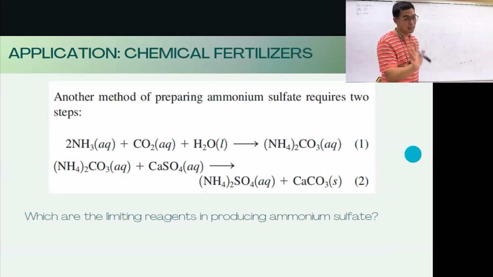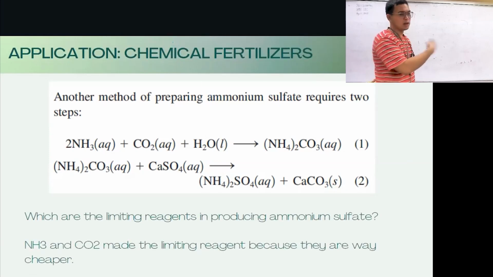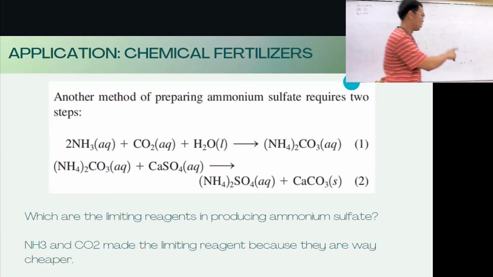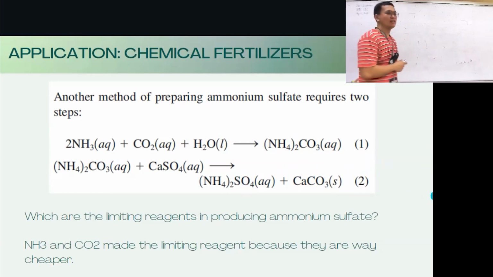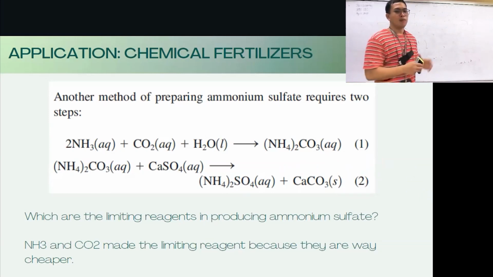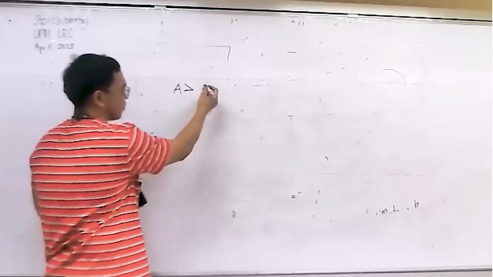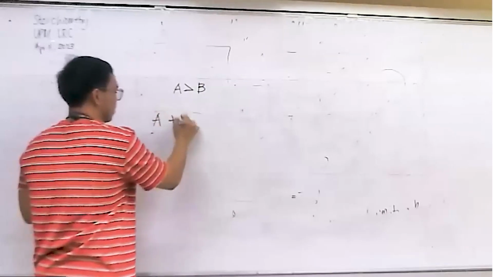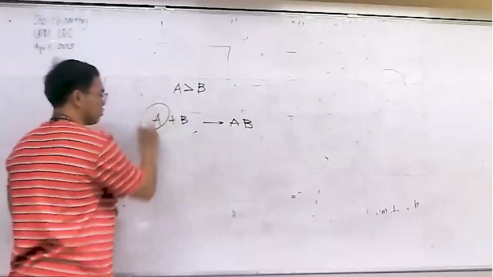Sige, next yun na lang. Dahil this is a trivia lang, no? Pero if you are practical, siyempre ang limiting reagents natin, yung mga pinakauna. Sabi dyan, your ammonia and your carbon dioxide are the limiting reagents because they are way cheaper. Bakit sila ang cheaper? So for example, you are mixing something. Let's say A is way more expensive than B.